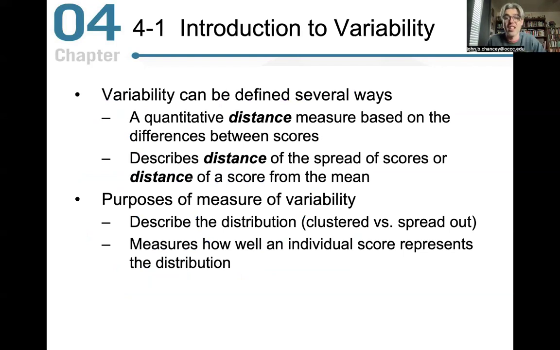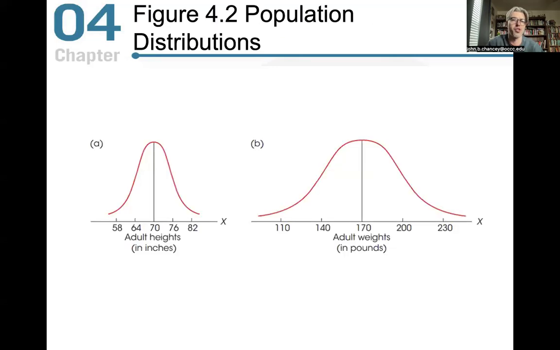It's a quantitative distance from our measure of central tendency. So basically, what this is doing is describing the distance of the spread of our scores, the distance from the mean. This is the measure of central tendency we're using. And the purpose of it, again, is just to describe what's going on. How is our data distributed? Is it more clustered or is it more spread out? This measures how well an individual score represents the distribution. So again, it's just providing more context to those measures of central tendency.